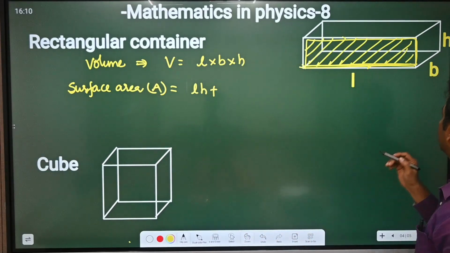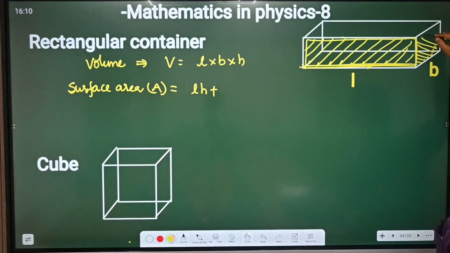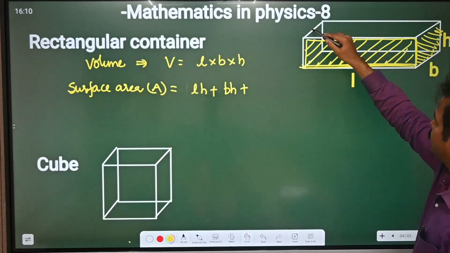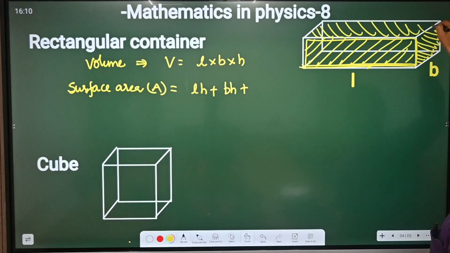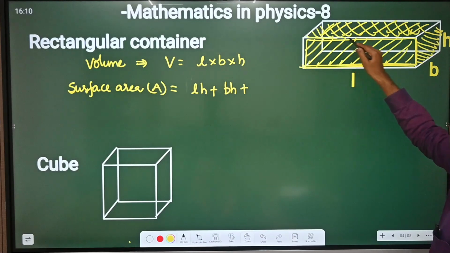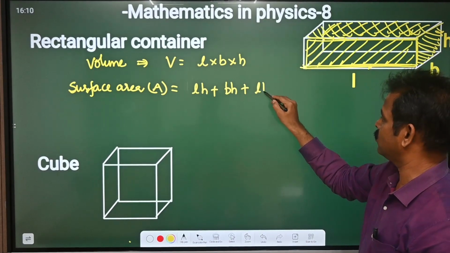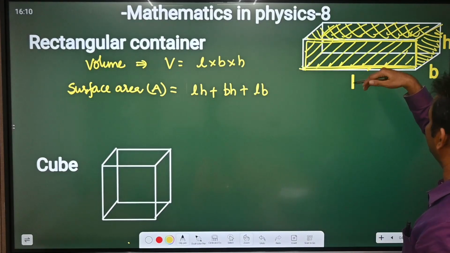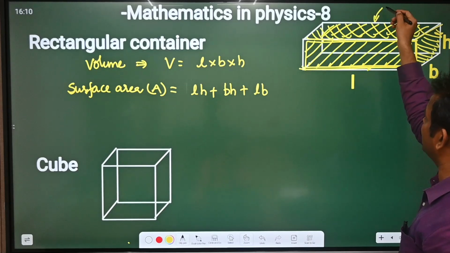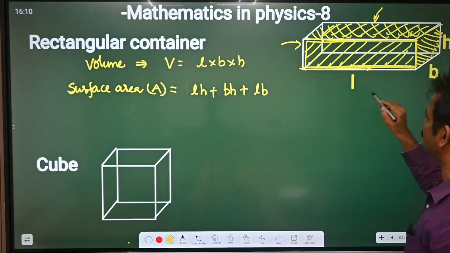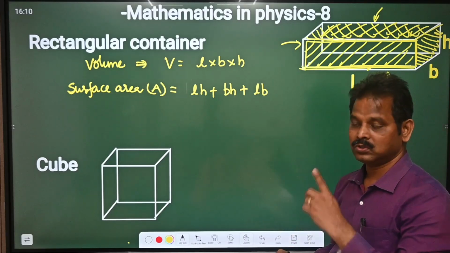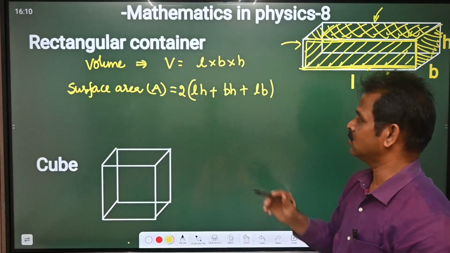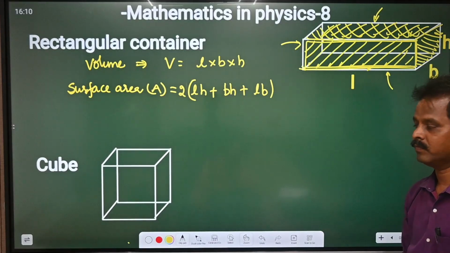This is one surface. The other surface is B into h. The other surface, this one, is L into B. These are the three surfaces that are visible to us from this side. But behind we have one more surface, and at the base one more surface, which are similar to the same thing. That's why this will be multiplied by 2. This is the total surface area of a rectangular container.